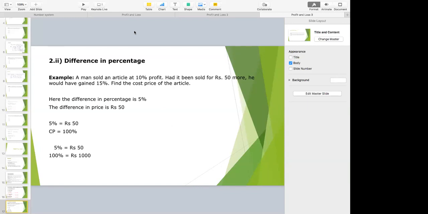So we can now correspond that 5% is leading to a change of 50 rupees. So if 5% is leading to a change of 50 rupees, 1% will lead to a change of 10 rupees, and thus 100% will lead to a change of 1000 rupees. Okay.